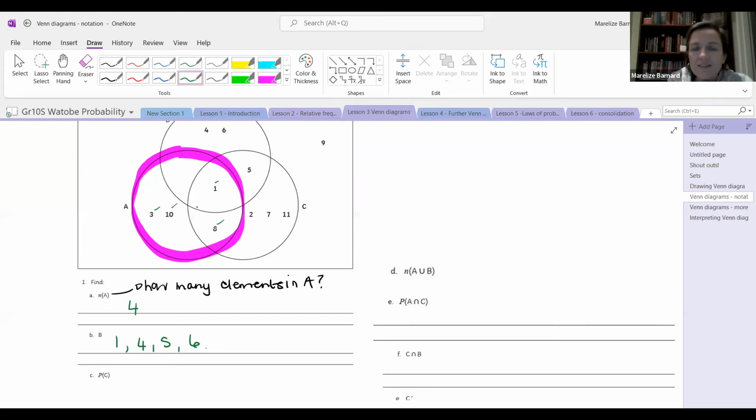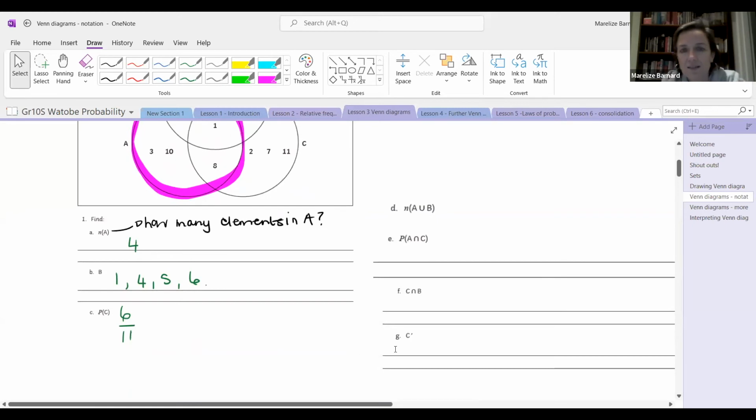Probability of C. What is the probability of C? For this, we need to count all the possibilities in C and divide it by the total number. Good, guys. That's great. So there are 6 elements in C, and in the total sample there's 11. So the probability of C is 6 out of 11.